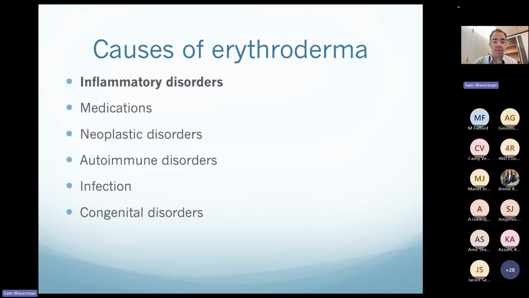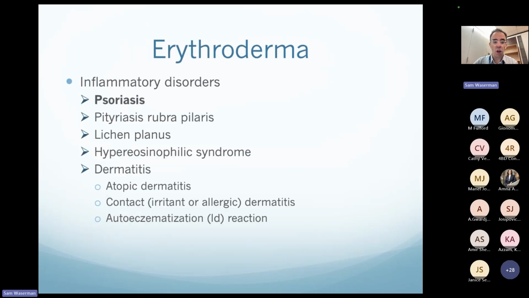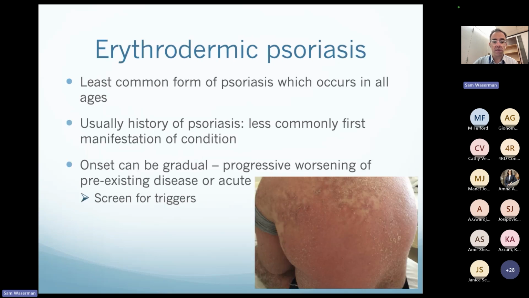So now we'll talk about some inflammatory disorders, and I'm going to talk about erythrodermic psoriasis. Erythrodermic psoriasis is the least common form of psoriasis. It occurs in all ages, and these patients usually have a history of psoriasis. This is less often the first manifestation of the condition. The onset can be gradual, either a progressive worsening of an existing disease, or it can be acute. As such, it's important to screen for triggers.